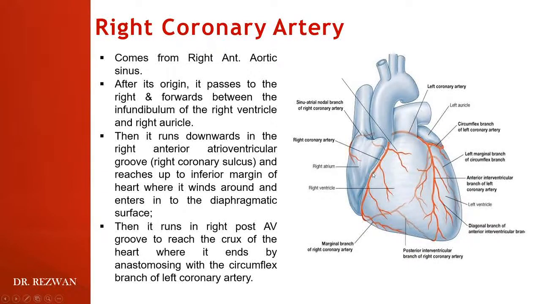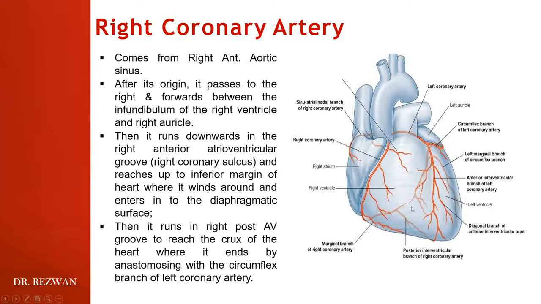It runs downwards and then along the right atrioventricular groove. Obviously this is the right atrioventricular groove, and this way it will go to the inferior border, and at the inferior border it will wind round and go into the diaphragmatic surface. We can see this slightly hazy right coronary artery going into the diaphragmatic surface, and it will reach up to the crux of the heart.